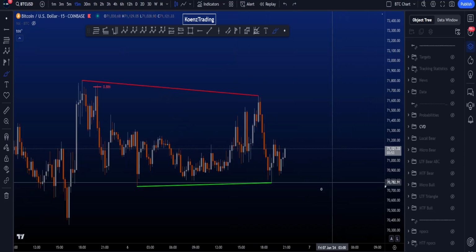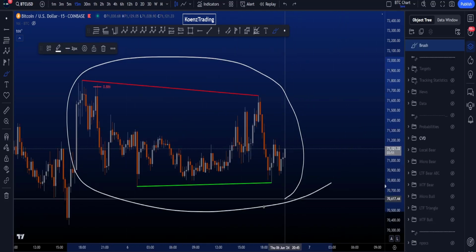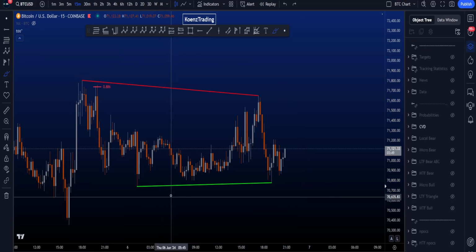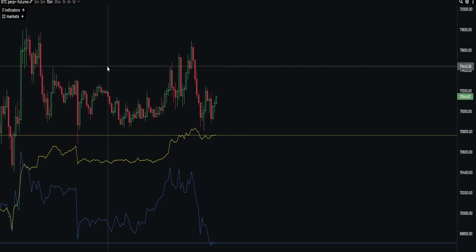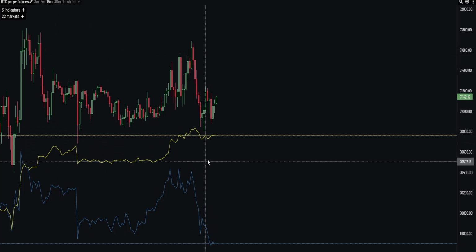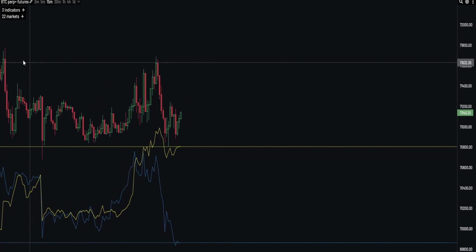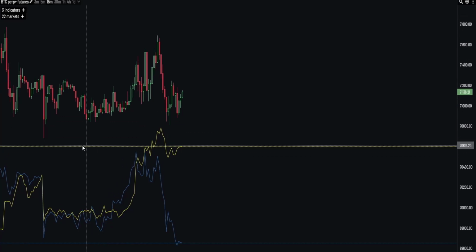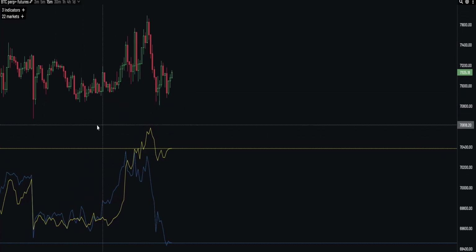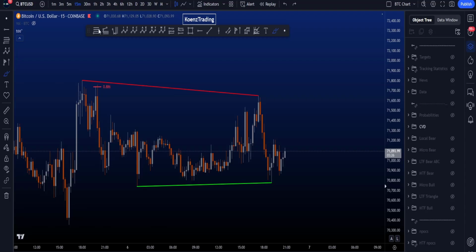Looking at these CVD divergences, we have big CVD divergences in this range, both bullish and bearish. On the CVD chart, you can see a lower high on price, but a much higher high on yellow, a bearish CVD divergence, and also on blue with the lower high here, lower high on price, higher high on the CVD. At the same time though, price moved to the downside and we have bullish CVDs at the lows of the range, higher low on price, lower low on the CVD in blue.